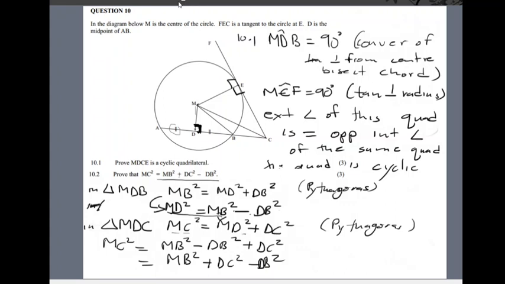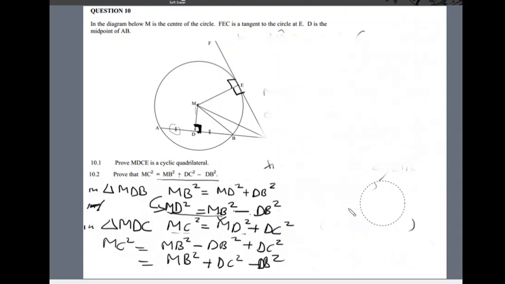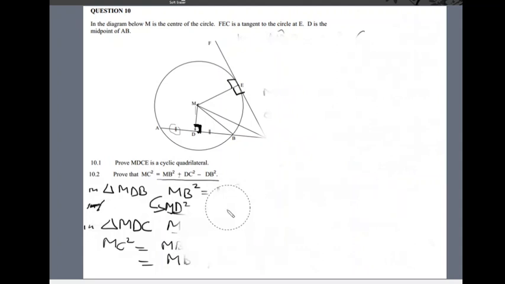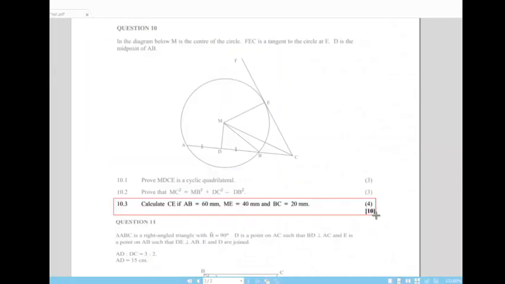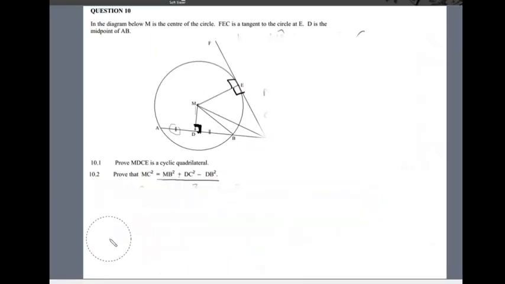Okay, now going on to 10.3. So 10.3, we want to calculate CE. Who is CE now? This is C. CE is this part.